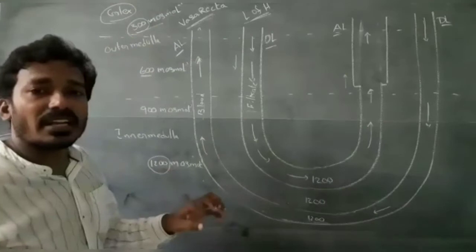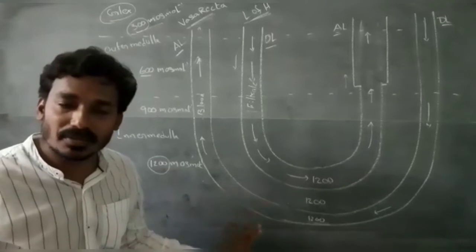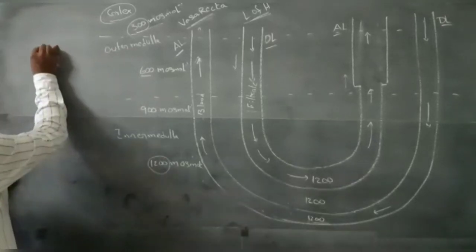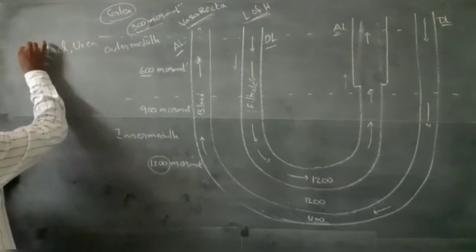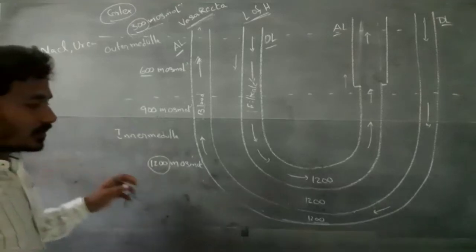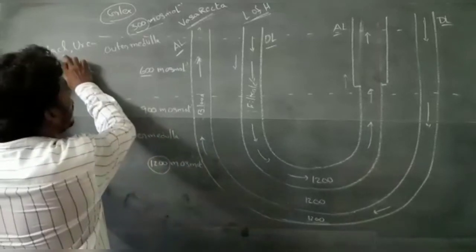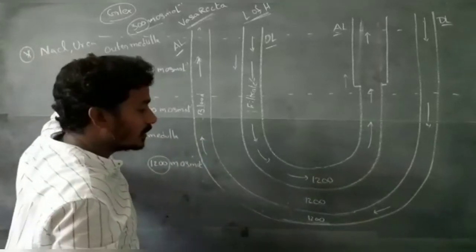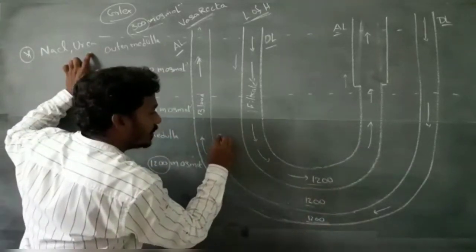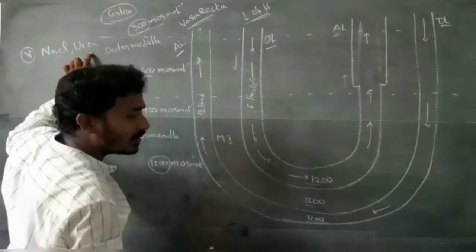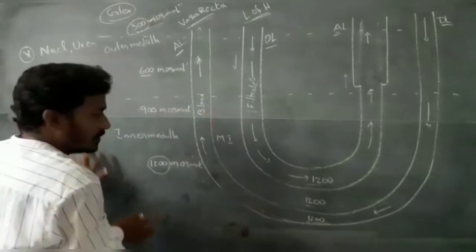This gradient is caused by sodium chloride and urea. Important. This osmolarity is caused by sodium chloride and urea. This is 1200, 1200, 1200. This is the medullary interstitium, or medullary interstitial fluid.